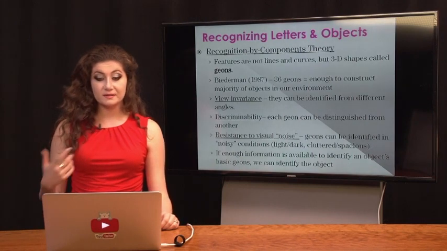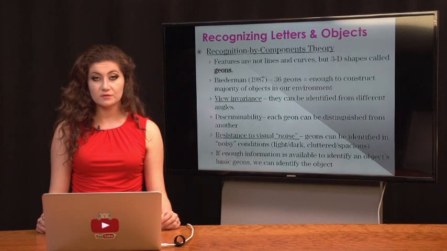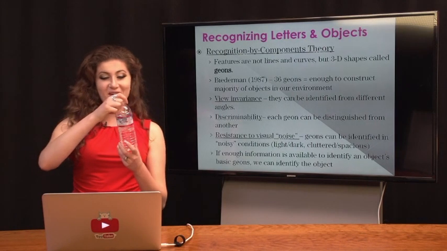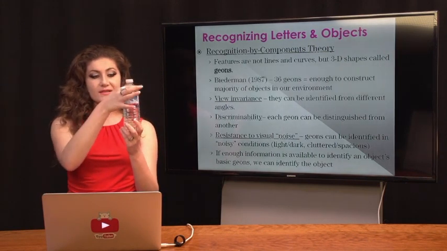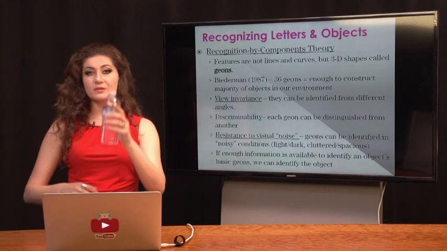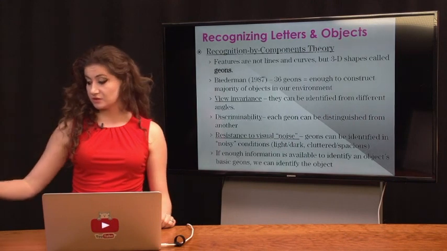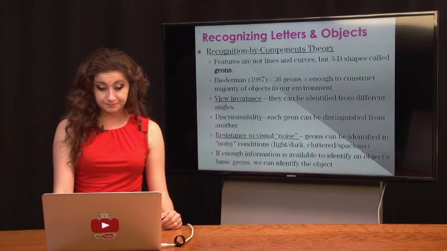Discriminability is another aspect of these geons, which means that each geon can be distinguished from another. So if we look at the bottle, we have a rounded cap, which could be one geon. We have this cylinder, that's another geon, and we have a bottom circle, which could be a third geon. You could distinguish the different shape of each geon from itself, even though they're combined into one whole object.